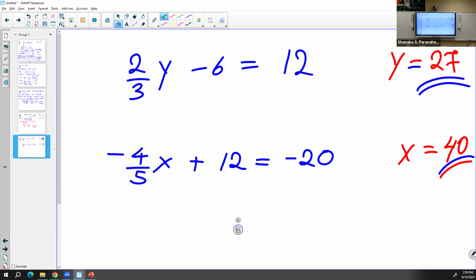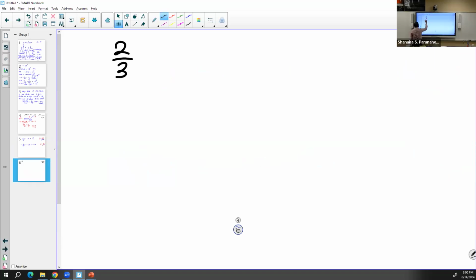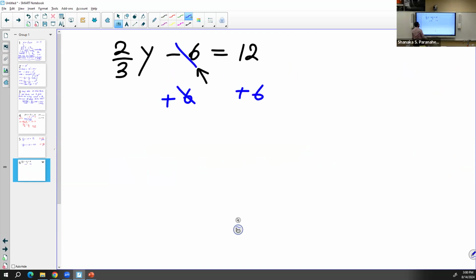Okay, so let me quickly go over these two. The first term that we need to get rid of is -6. We are going to add +6 to both sides. It cancels out like this. Now we have 2/3 of y equal to 12 plus 6, which is 18.